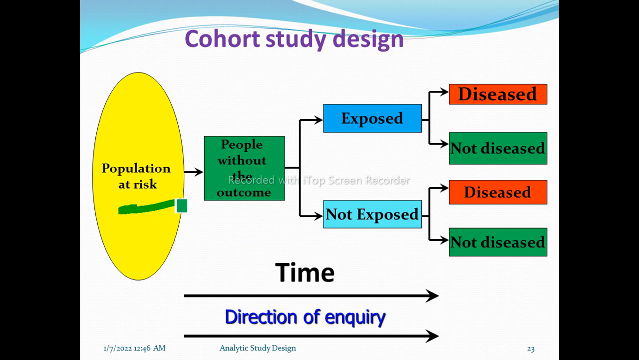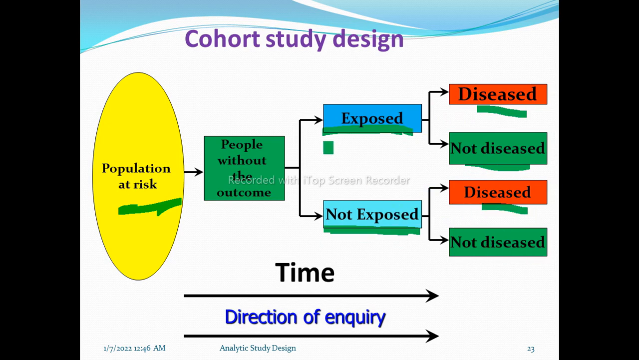So this is the population at risk. Population at risk means they have not developed the outcome of interest. This population at risk will be categorized as exposed and not exposed. Groups are selected from those who are exposed, and groups are selected from those who are not exposed. The exposed groups are diseased and not diseased, and the not exposed are diseased or not.